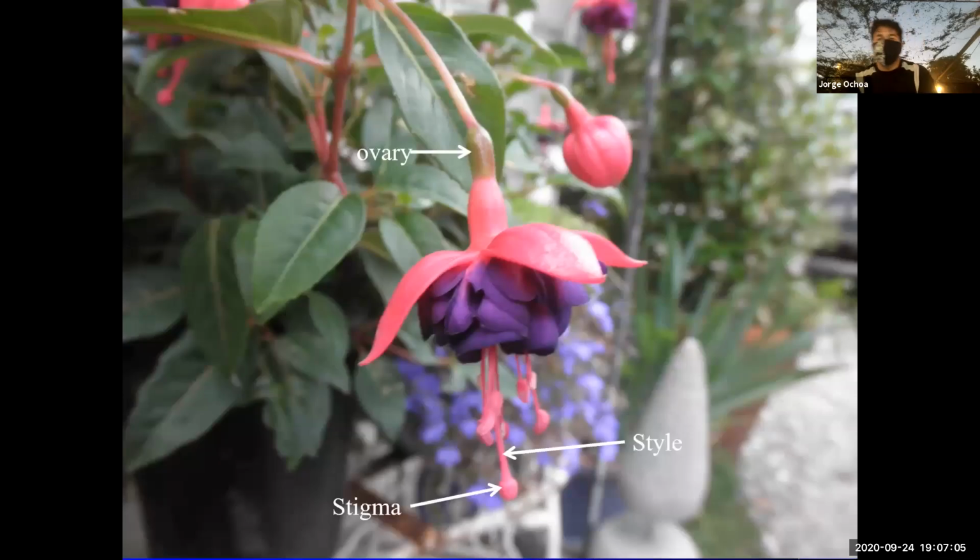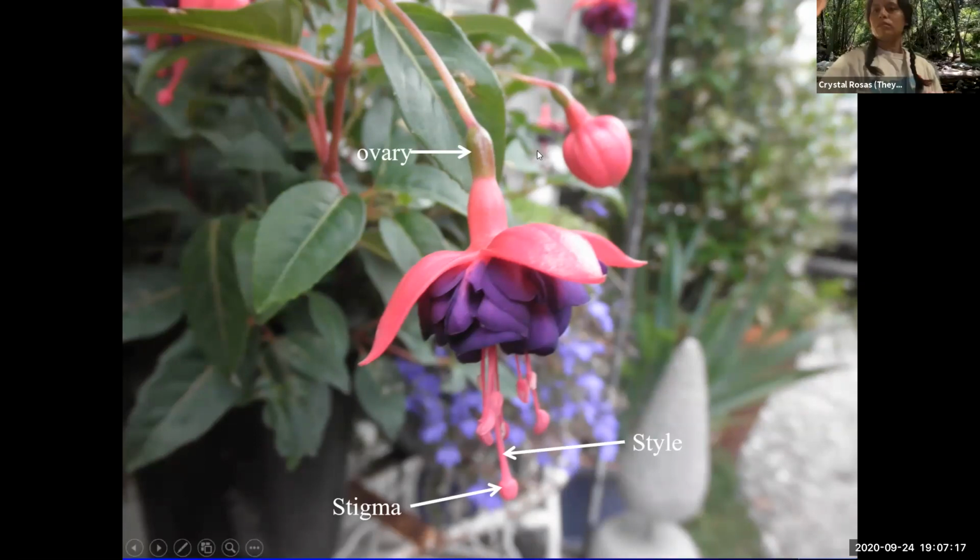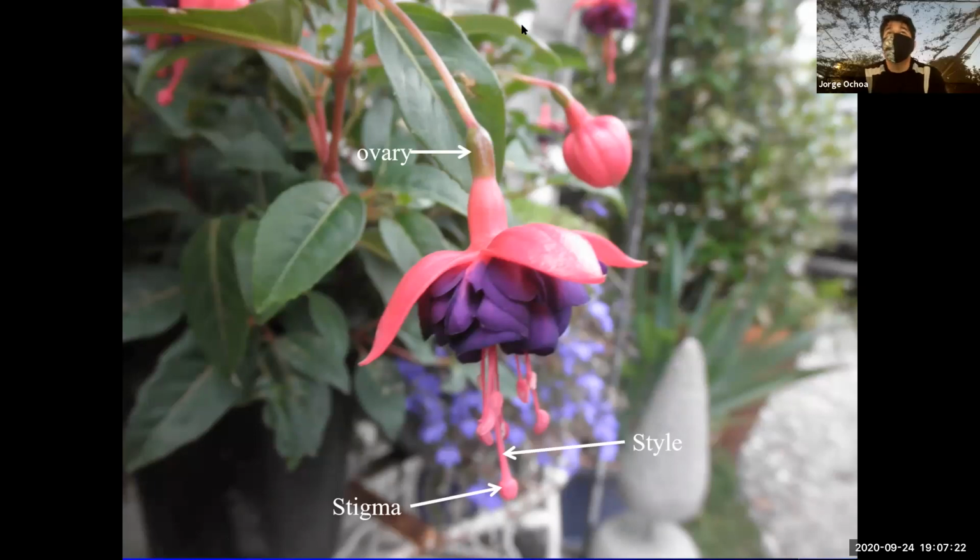And so when we look at different examples, here we have fuchsia, and towards the top we have that ovary. You can see it in a little bit of green. And then we have the sepals that are the pink. And then we have the petals that are going to be the lavender purple. And then the stamens that are going to be many here. And then the longer stigma that is going to receive the pollen.